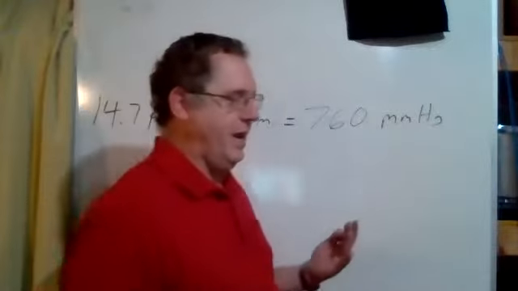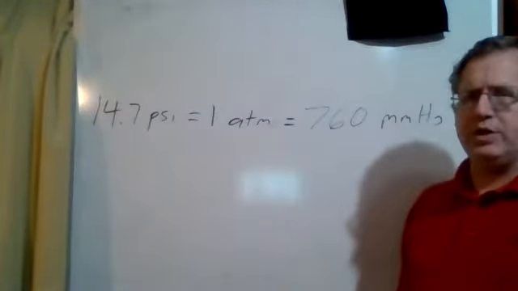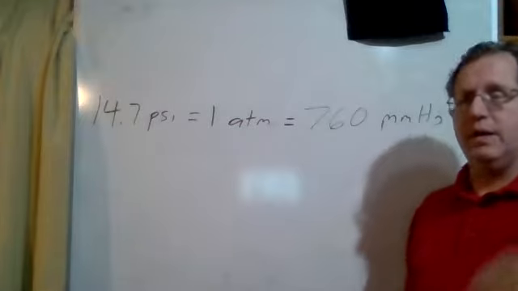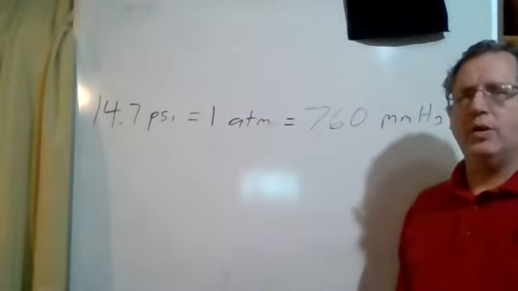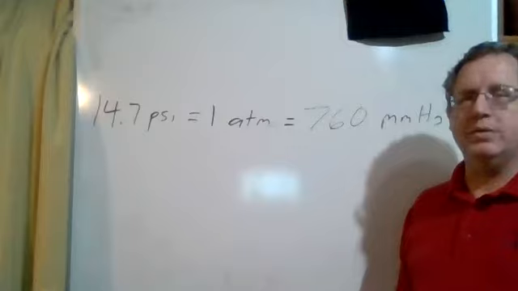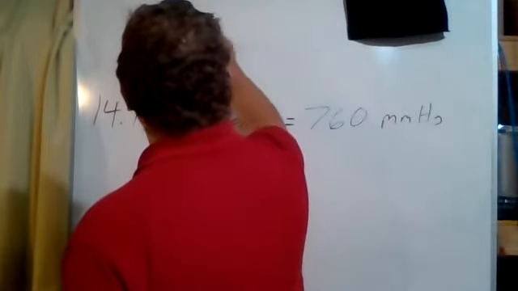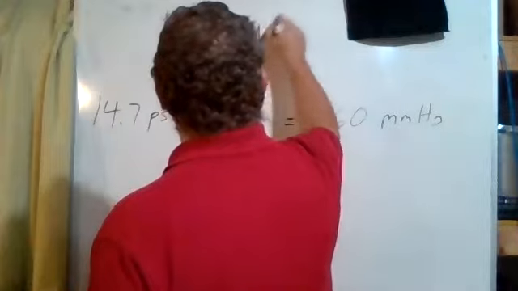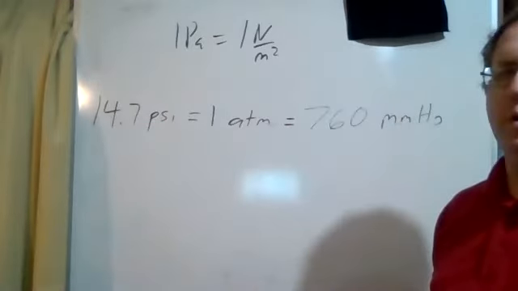Now, all of this, and I haven't even taken into account the SI units. The SI units for pressure are force, which is a Newton, over area, which is a square meter. So a Newton per square meter is the SI unit of pressure. This is known as a Pascal. So 1 Pascal is 1 Newton per meter squared.